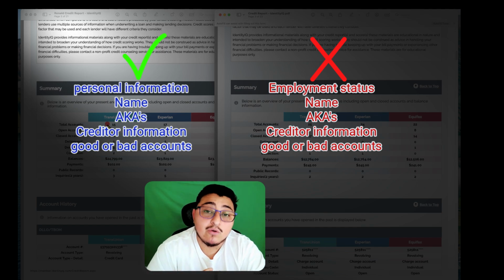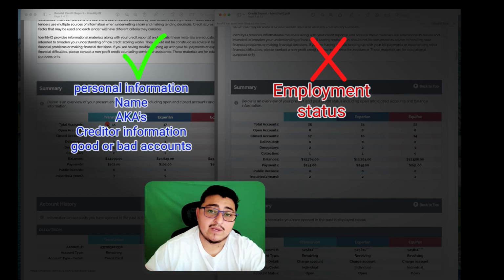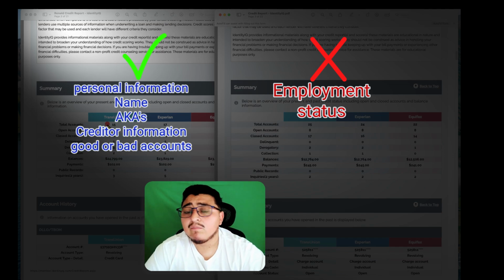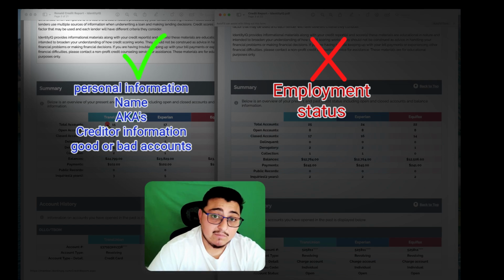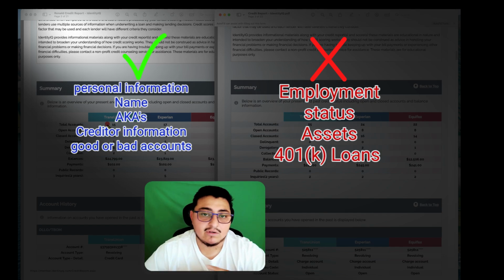It shouldn't be your employment status. The credit report is not going to tell the creditor, the person you're trying to obtain credit from, whether you are employed or unemployed. It's none of their business, technically, but it's not going to tell them if you're unemployed or employed. It's not going to tell them any assets that you have.